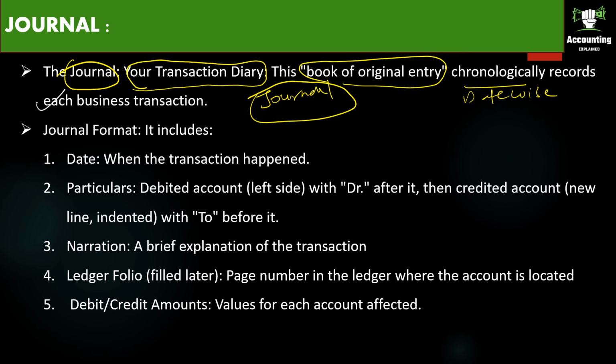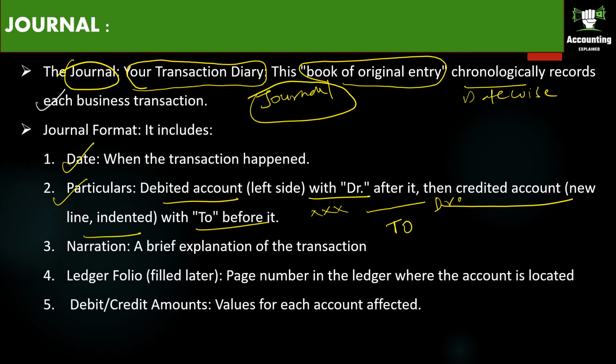Journal format. It includes date, which means when the transaction has happened. Particulars. Debited amount, left side is debit. After it comes the creditor account, on a new line indented with two spaces before it. So if you are going to write the debit amount, first the date is here, then the debit amount you write here, and you write debit. Next, if you are going to write the credit amount, then you have to indent it, like this.